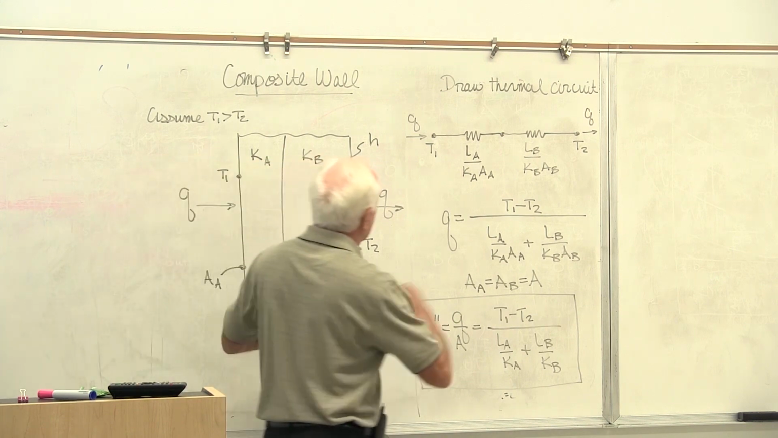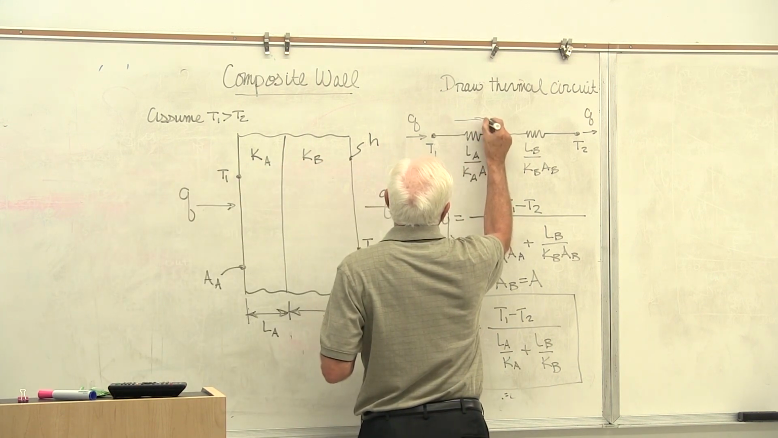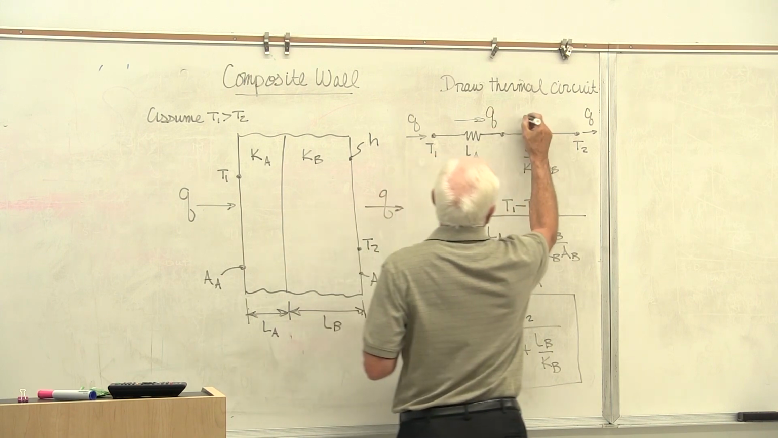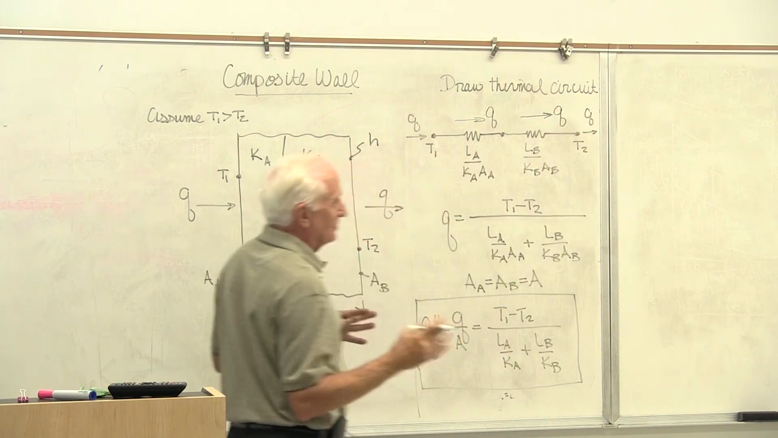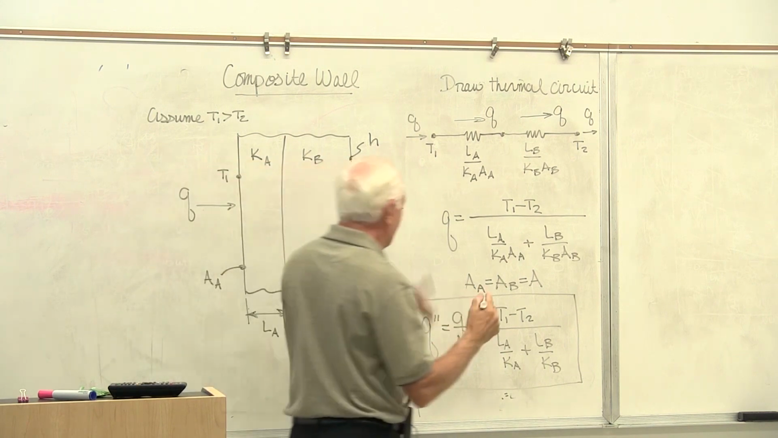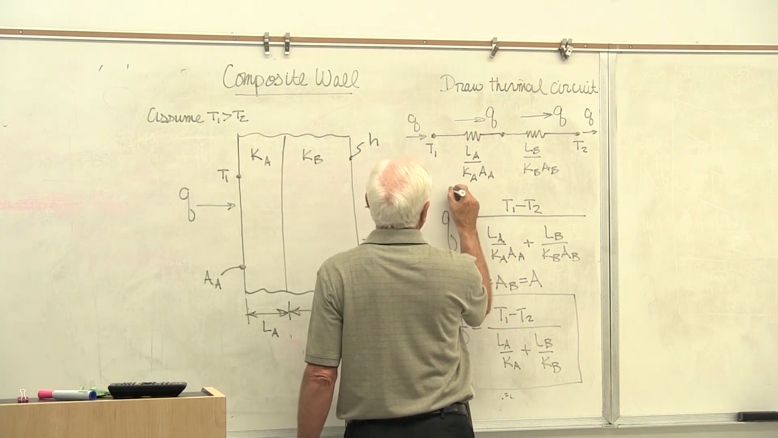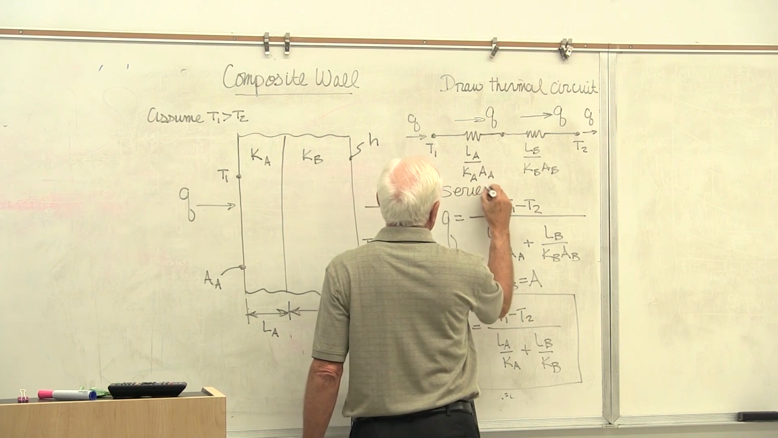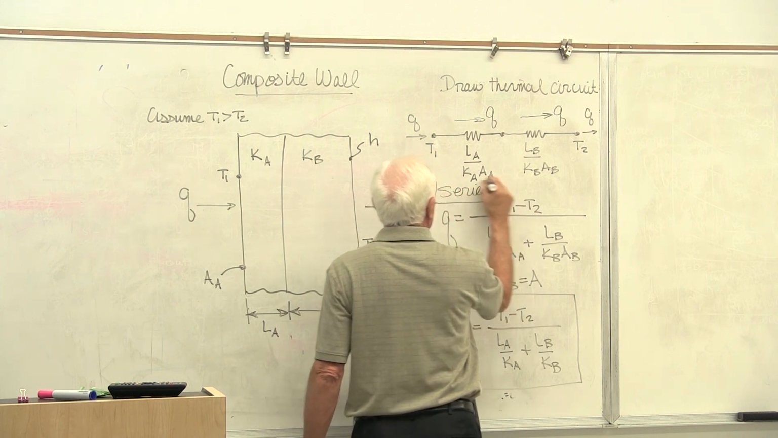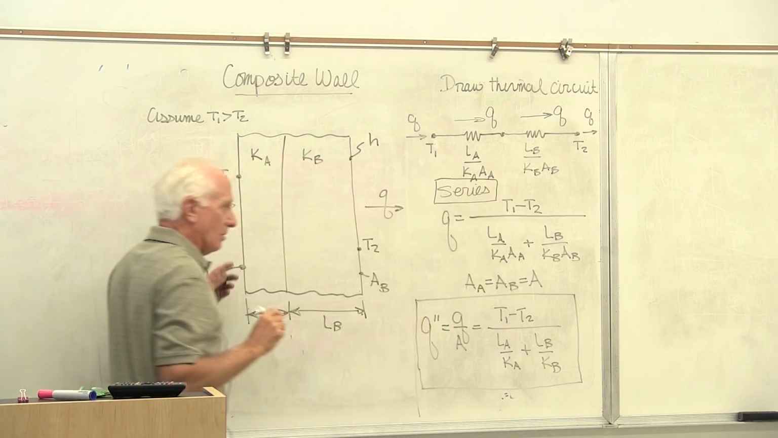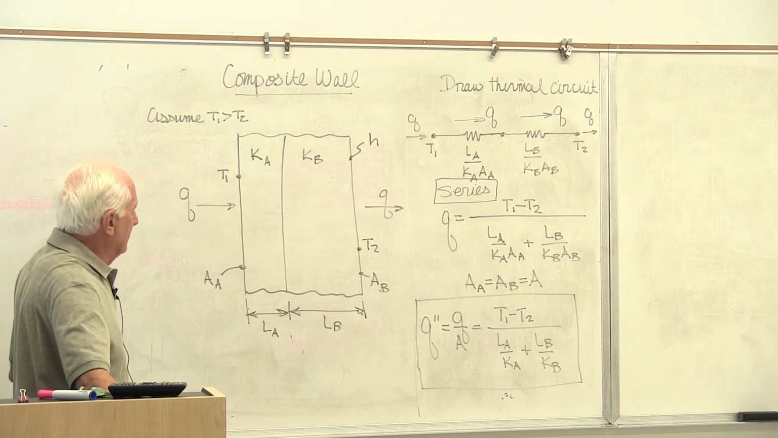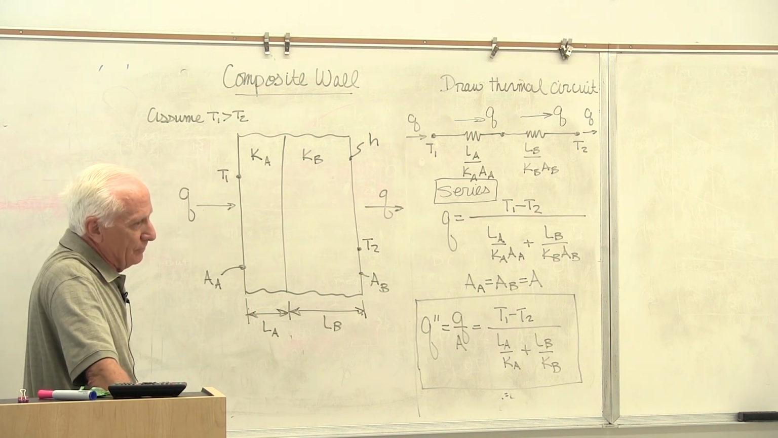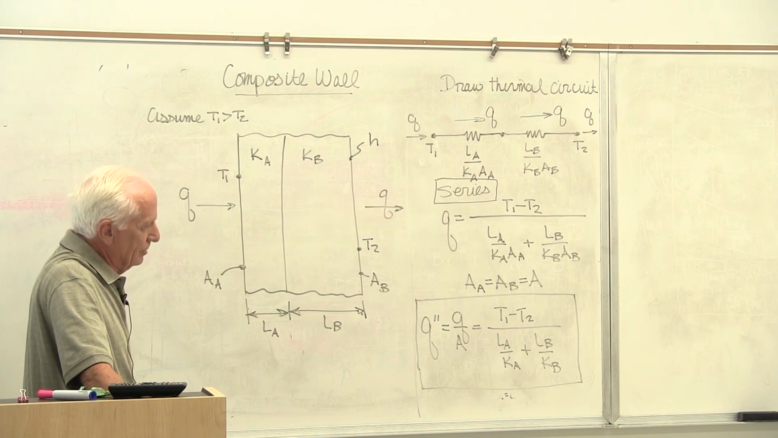Now, notice that the same Q goes through here, and the same Q goes through all of those resistances. So this is a series configuration. So for these two walls, that's a series configuration. All the heat that goes through A goes through B.